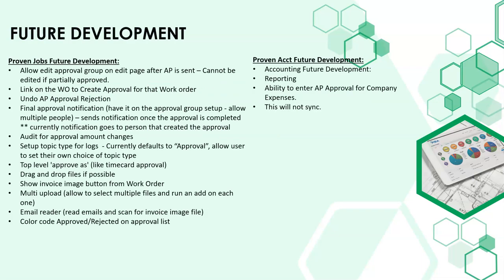Some items to discuss for future development. We are going to allow Edit Approval Group on Edit page after the AP is sent. Cannot be edited currently if it is partially approved. This is in the event that someone is absent and someone else needs to approve an item. You could go in and make the edits. We're also going to link on the work order to create an approval for that particular work order instead of having to go into a different screen.